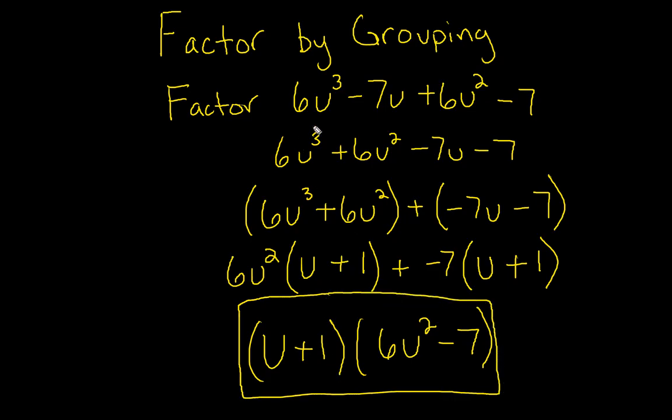So again, walking through this, we put it in order first. We couldn't take out a greatest common factor. We then grouped them, took out a greatest common factor from each group, and then the factors in parentheses matched, so we were able to factor that out, leaving us with our factored form here at the bottom.